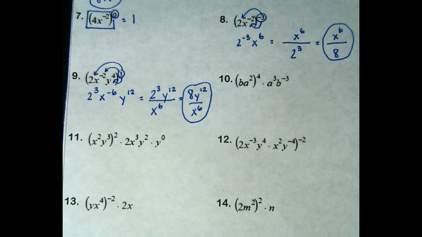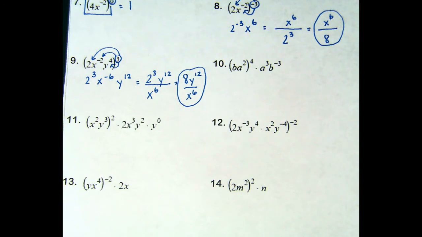Ten through 14 are a combination of every single rule. It is a good idea to go ahead and pause this, look at them, try to think about them for a few minutes, and then we'll go through and solve them. Alright, now that you've had a minute to look at these, let's talk about them.